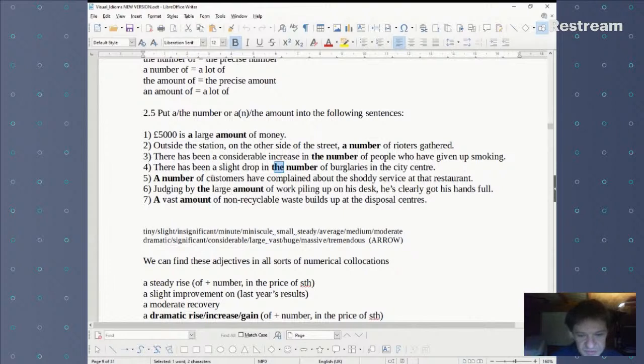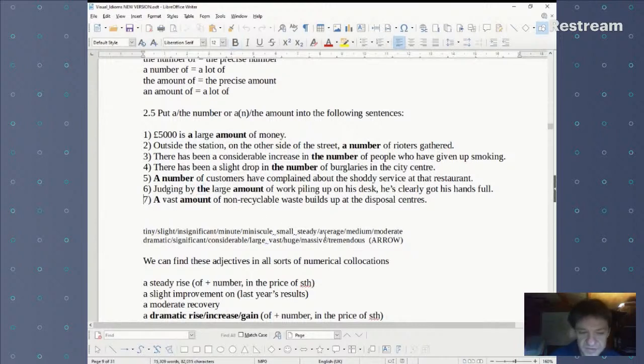A number of customers have complained about the shoddy service at the restaurant. So a lot of customers, and we need a number of, because customers is countable. Judging by the large amount of work piling up on his desk, he's clearly got his hands full. So the large amount of work, amount because work is uncountable, and this is a precise amount that is piling up on his desk. We're not saying a lot of, we're just saying a precise amount is piling up on his desk.